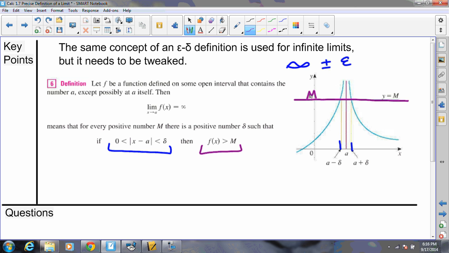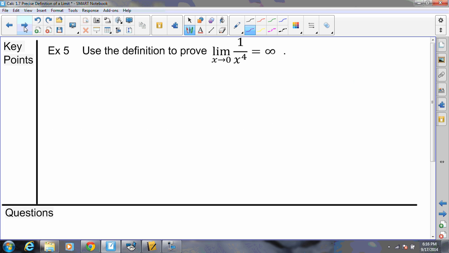In order to use it, we'll bounce back to this one in a second. Feel free to pause the video. But we're going to look at problems like this. Use the definition to prove that 1 over x to the 4th, as x approaches 0, balloons upward to positive infinity.